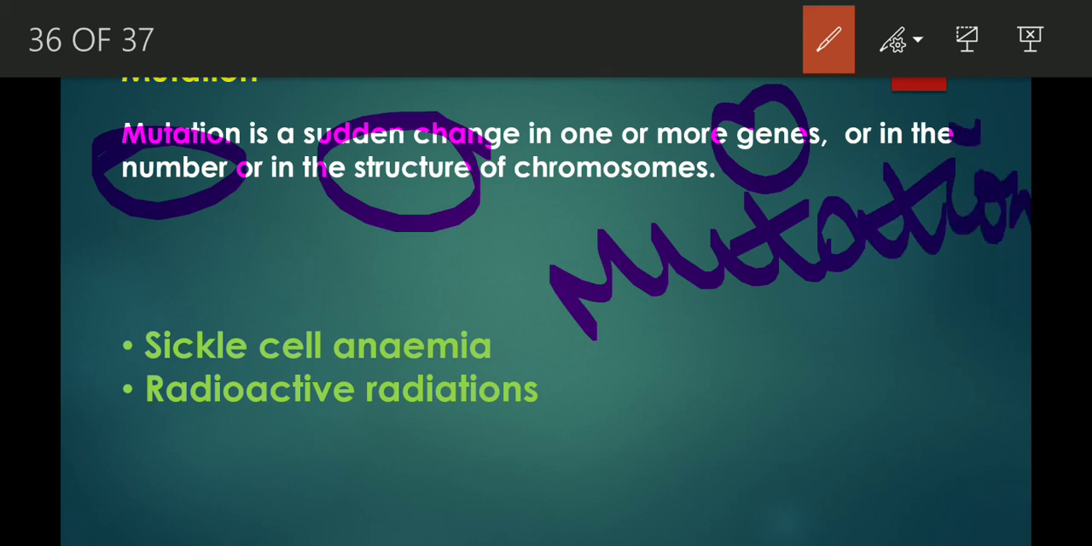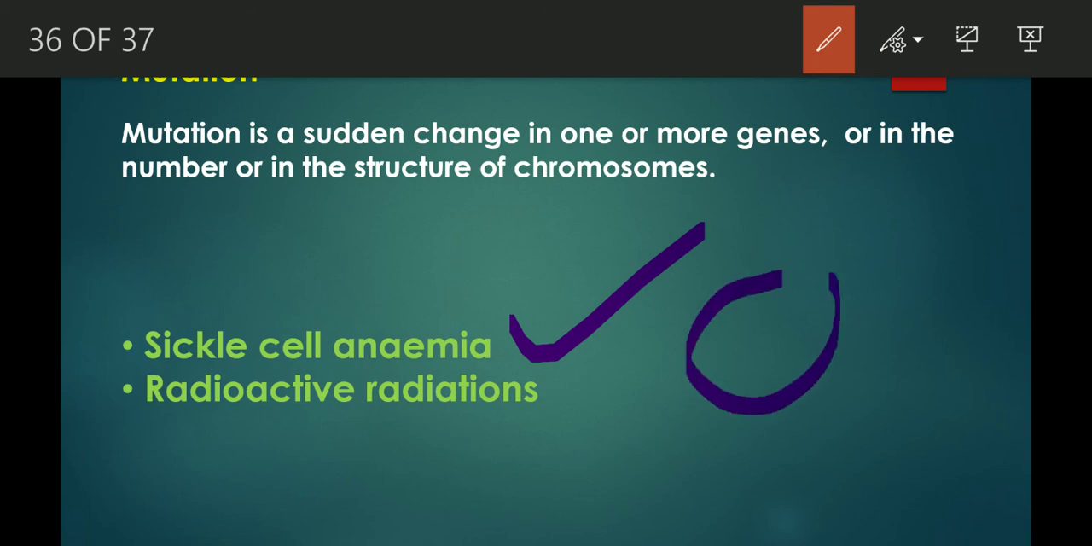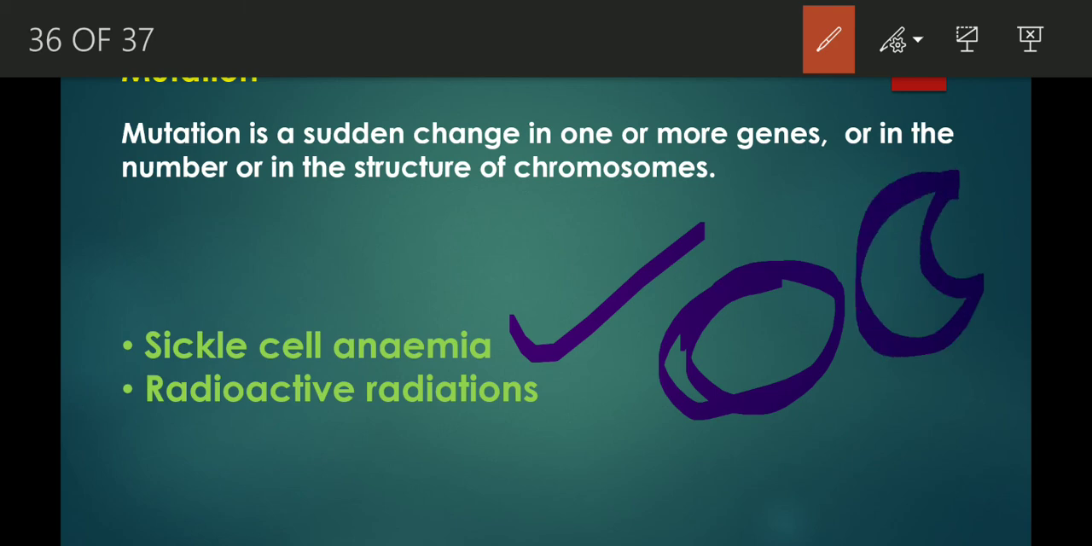Now let's take the example of mutation. One is sickle cell anemia. It is a blood disease that is caused by a gene mutation, and the mutation causes the change in the DNA that results in the production of sickle-shaped RBCs. Generally RBCs are disc-shaped, but here the RBCs become sickle-shaped, half-moon-like structure. A sudden change occurs in a gene.